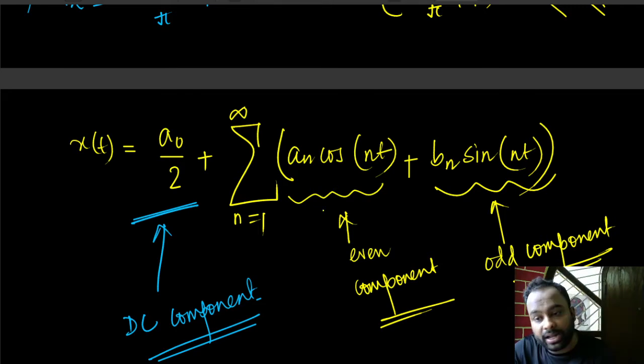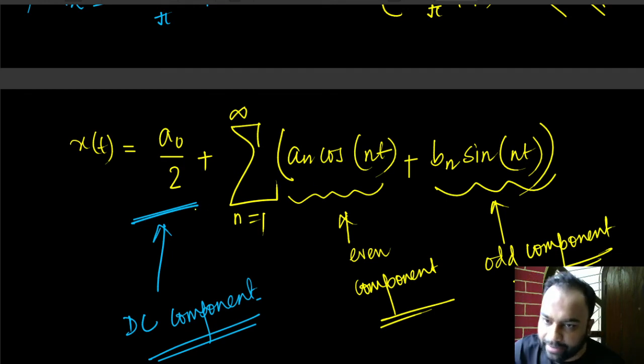If this signal were even, in that case we shall shortly do an even signal. Under that scenario, this would have been there, this would not. But under scenarios where the signal is neither even nor odd, the signal does have even components and will also have odd components, and under those scenarios all these coefficients will be there.